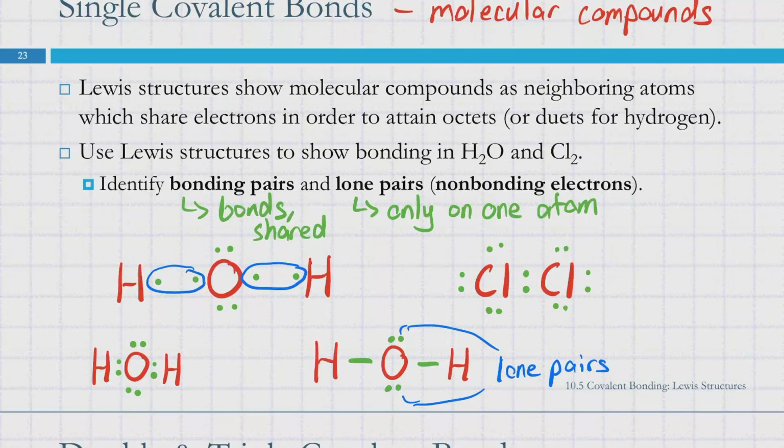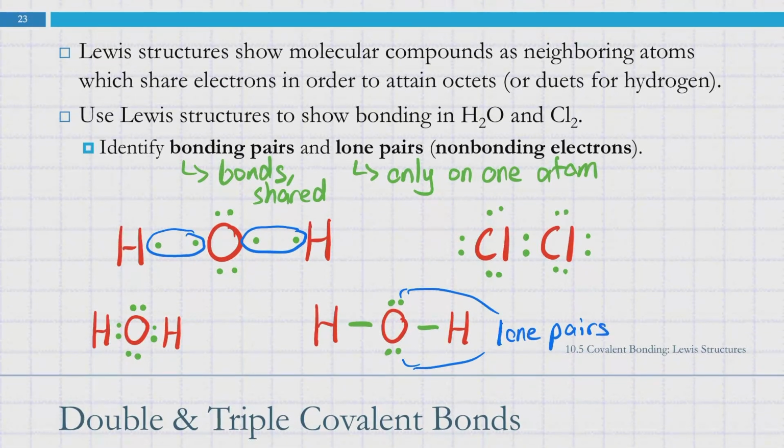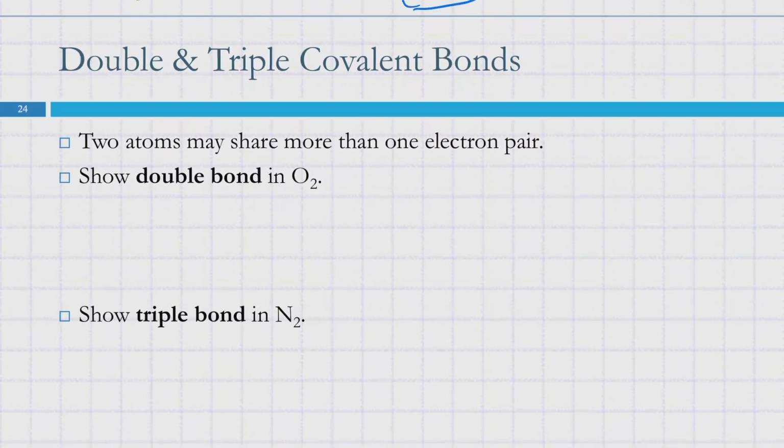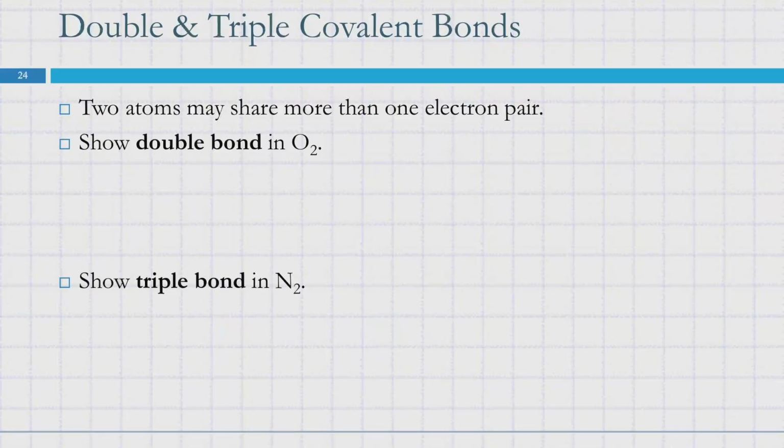Chlorine has more lone pairs. We can also have more than just a single bond, so our atoms share more than one electron pair. O2 has a double bond. Writing it out with lines looks like this. And you can draw the non-bonding lone pairs anywhere you want.